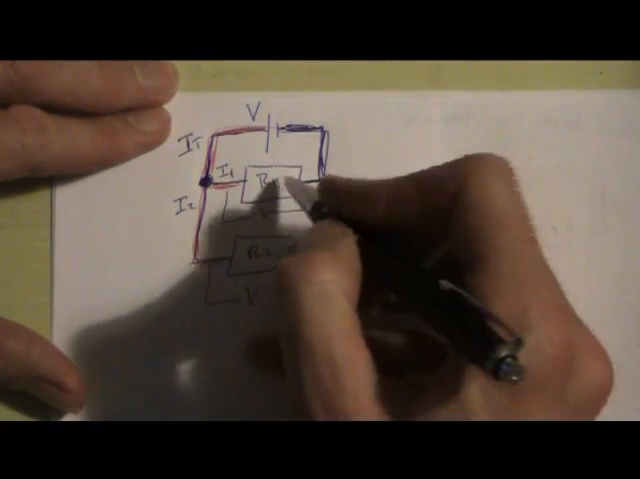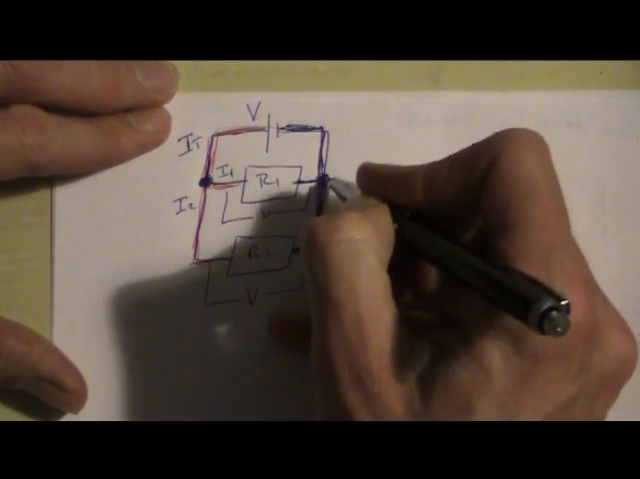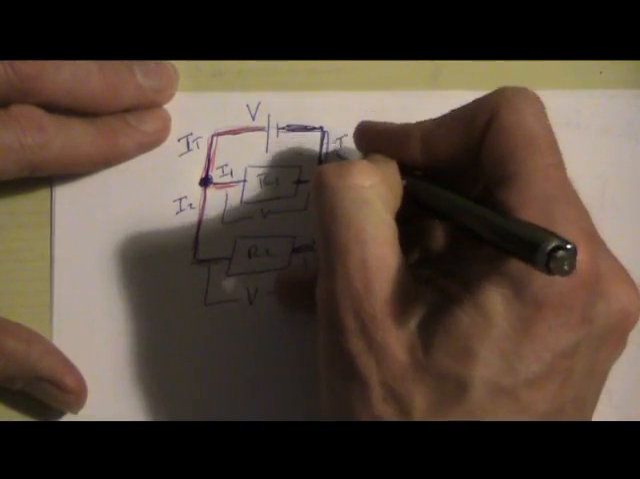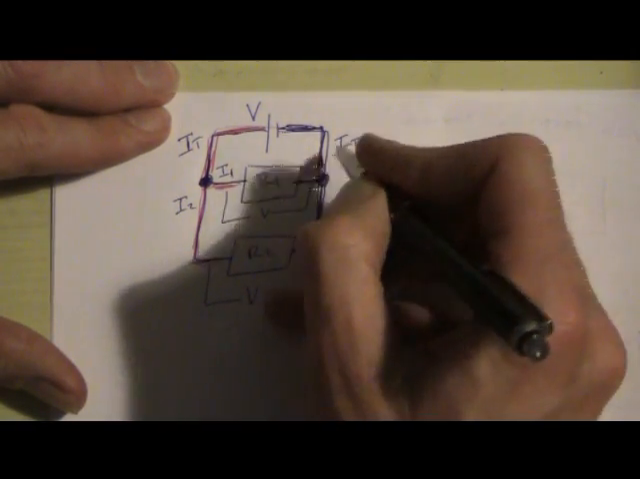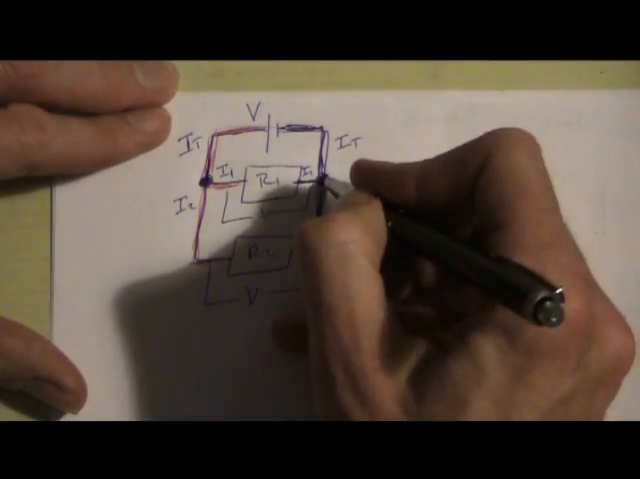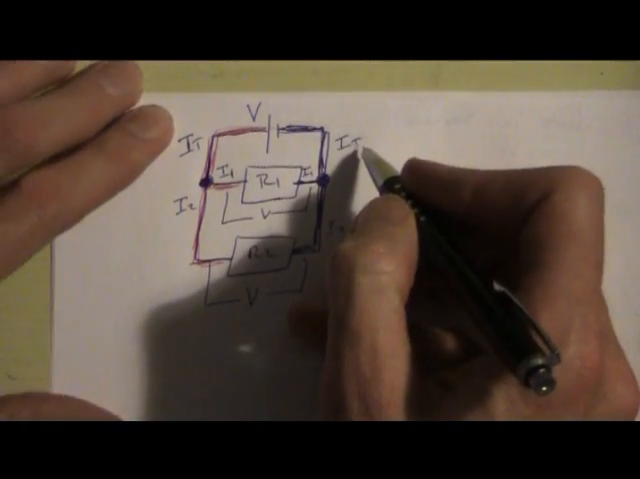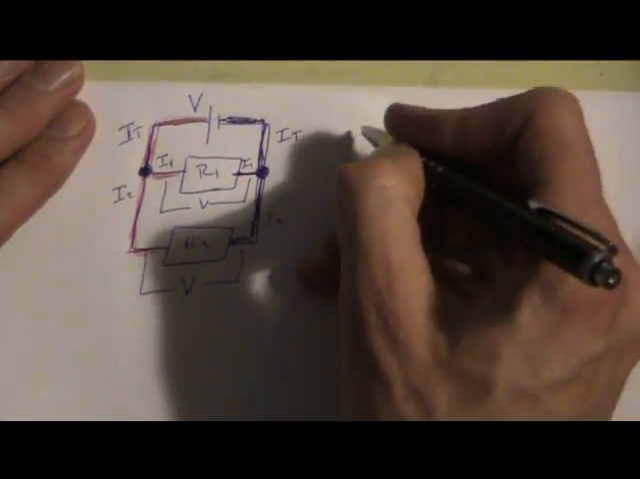When the two currents go through the two resistors, they come out the far side, come to this junction, and join up again, continuing here as I total. So there's I1 going through R1, then I2 will go through R2. They'll join at this junction here again, becoming I total. Okay, so let's look at the total currents.